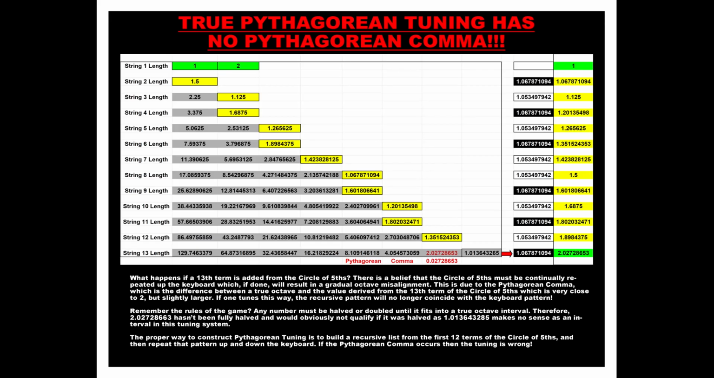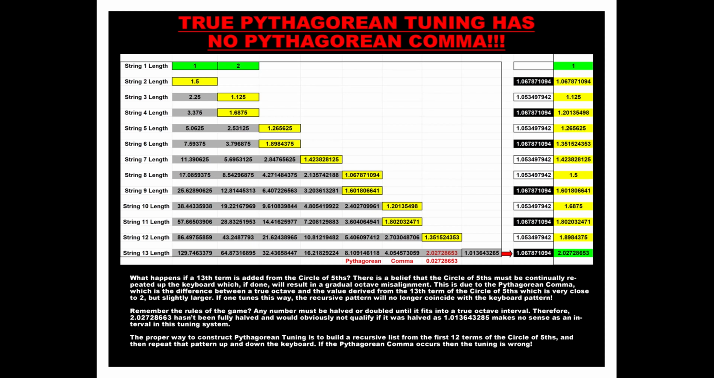This is due to the Pythagorean comma, which is the difference between a true octave and the value derived from the 13th term of the circle of fifths, which is very close to 2, but slightly larger. If one tunes this way, the recursive pattern will no longer coincide with the keyboard pattern. Remember the rules of the game? Any number must be halved or doubled until it fits into the true octave interval.